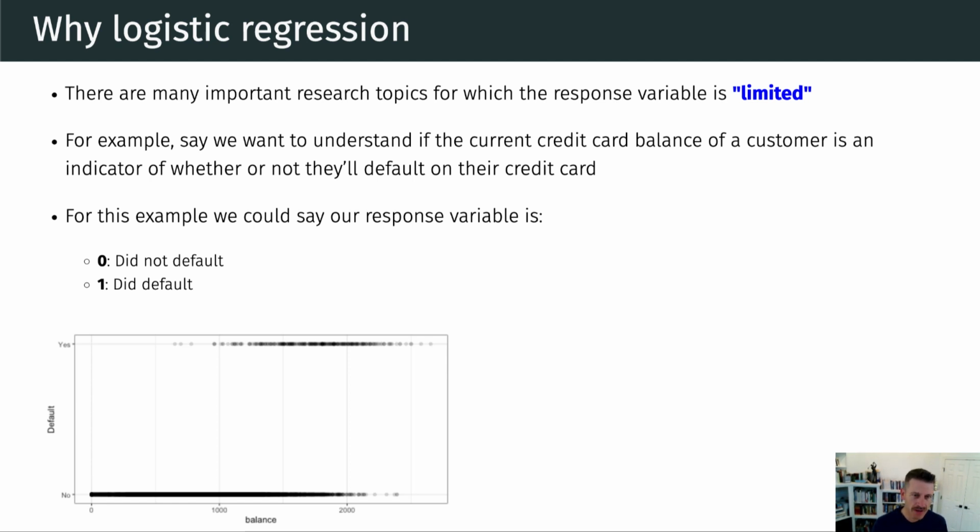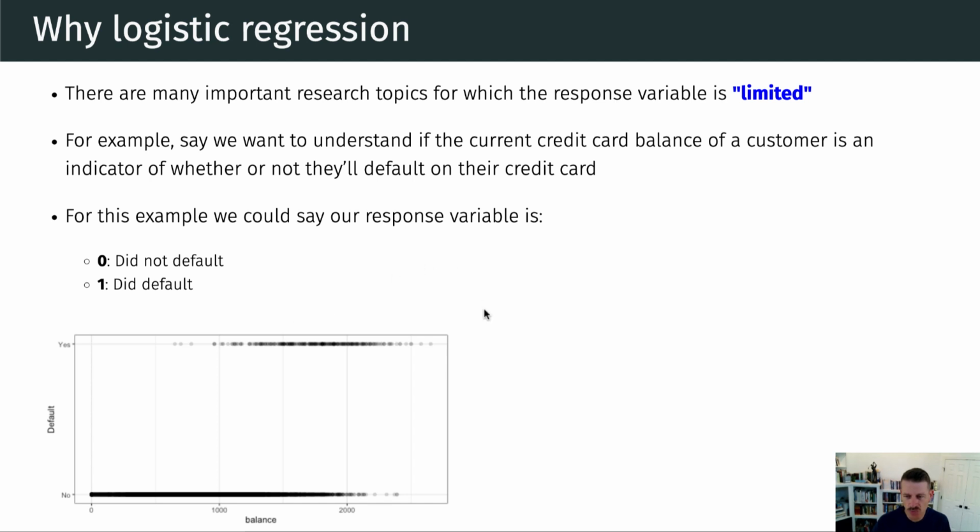A good example here is if we wanted to use basically the credit card balance of a customer to determine whether or not they'll default. So we have this plot right here, and we can see that we have a bunch of observations along the x-axis, which shows the balance on the credit card. And then the actual response in this case is yes or no. Will they or will they not default, right? So we have two limited, constrained, specific categories that we're working with.